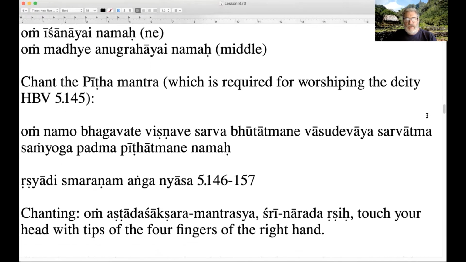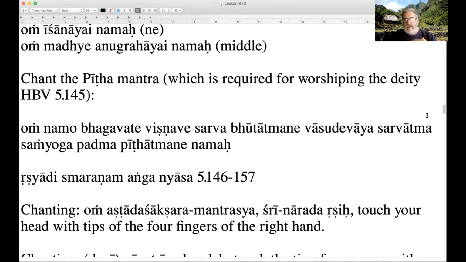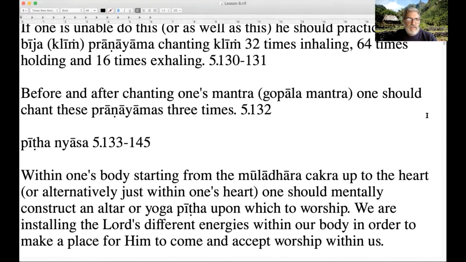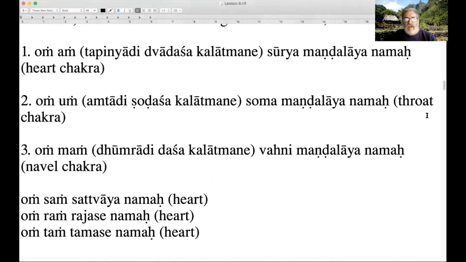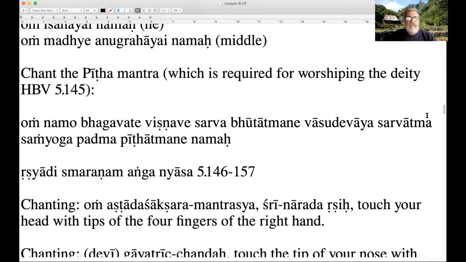Then we chant the Pita Mantra. So this was the Pitanyasa. What we just went through there is called Pitanyasa. Right now, we're going to chant the Pita Mantra. Remember, this mantra was supposed to be obligatory. We have to chant this mantra before it's required for deity worship according to Hari Bhakti Vilasa 5.145. And so now the first thing is we did the Pitanyasa. Pitanyasa was from 133 to 145. So in 145 itself, we have this last item for the Pitanyasa, and that is to chant the Pita Mantra.